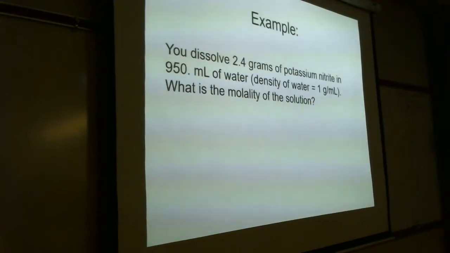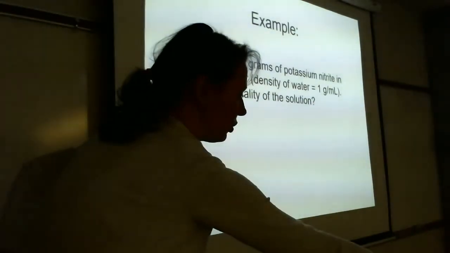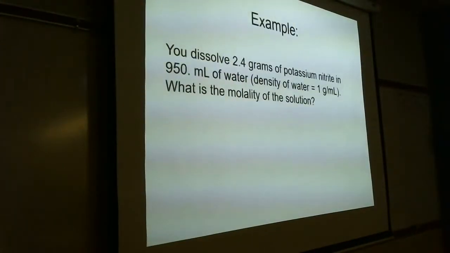You dissolve 2.4 grams of potassium nitrite in 950. milliliters of water. Density of water is 1 gram per milliliter. What is the molality of the solution? So you're going to have to do a little bit of side calculations before you can even calculate this molality. Right? What are you going to have to do? Do you just plug in 2.4 as the numerator, number on top? No. What do I have to do to it?